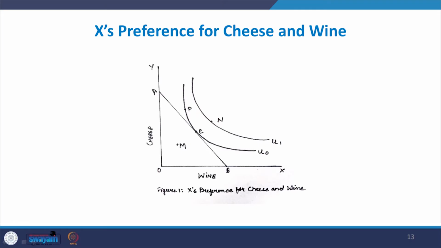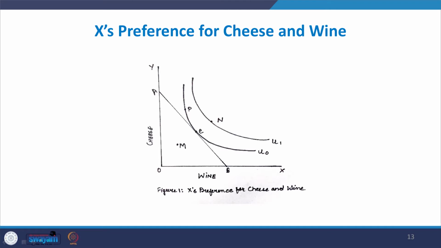and the utility or satisfaction is maximized for person X at the point where the slope of the indifference curve is tangent to the price ratio of the two products, cheese and wine. So, AB here is the price ratio or price line, which can be constructed depending upon the market price of cheese and wine and how much money is going to be spent by the consumer on these two products.